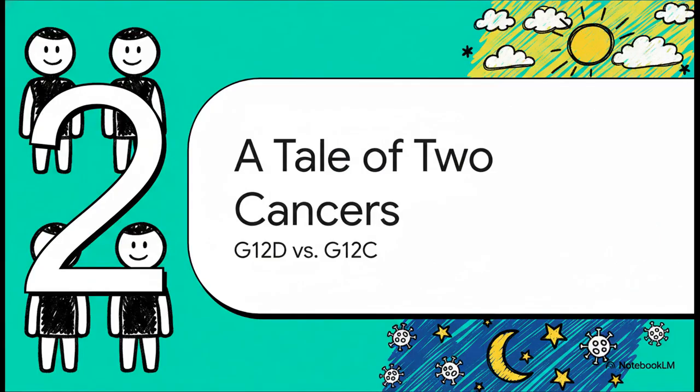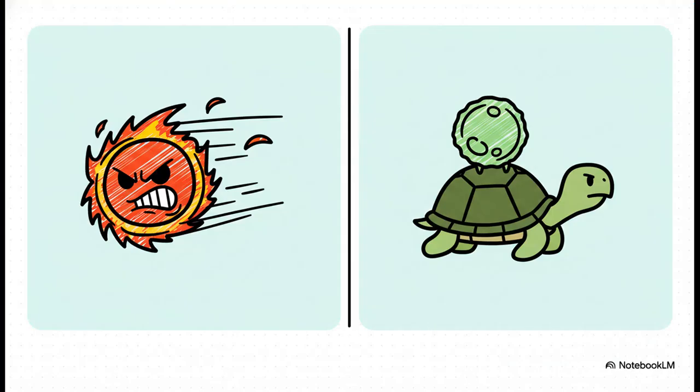All right, let's put these two mutations head to head. Now, on the surface, you'd think they're practically twins. But as this new research reveals, their behavior couldn't be more different. We're talking night and day. And this slide just lays it all out perfectly. On one side, you've got G12D. This is the aggressor. It's a much more powerful cancer-causing gene. It drives tumors to grow way faster, and it tends to show up earlier in a patient's life. G12C, on the other hand, is more of a slow burn. It's less potent, and the tumors it creates progress much more gradually.